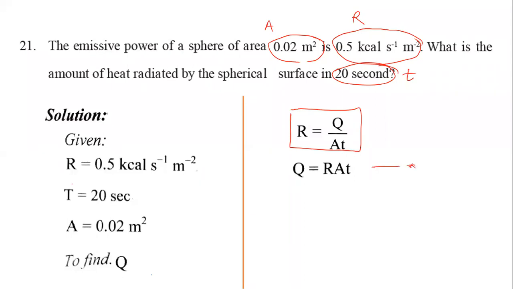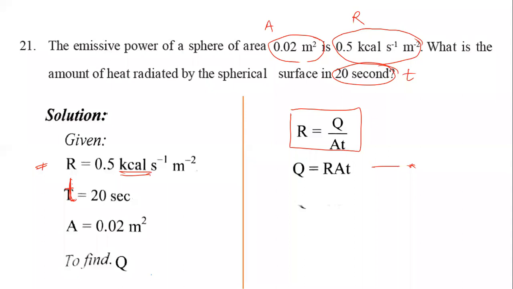So this is small t, not capital T. So R is given, A is given, t is given. We have to substitute and calculate, so we get the answer of Q. So this R is in kilocalorie, so we get Q in kilocalorie. We get this heat in kilocalorie because here this R is in kilocalorie.